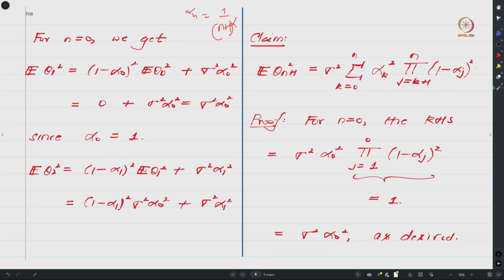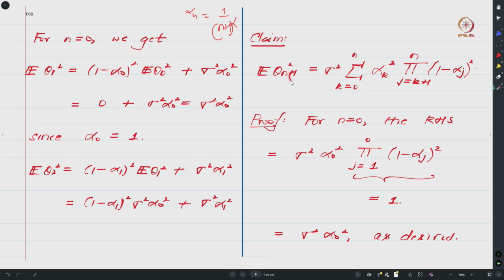Now here I am going to substitute this expression over here, so that we end up with (1 minus alpha 1) the whole square times sigma square alpha 0 square plus sigma square alpha 1 square. So keeping this expression and this expression in mind, we conjecture or claim that expected theta n plus 1 square is actually sigma square. You can observe that the sigma square terms are common, so we can pull it out. One can see that for n equals 2 you had 2 terms, and for n equals 1 there was a single term.